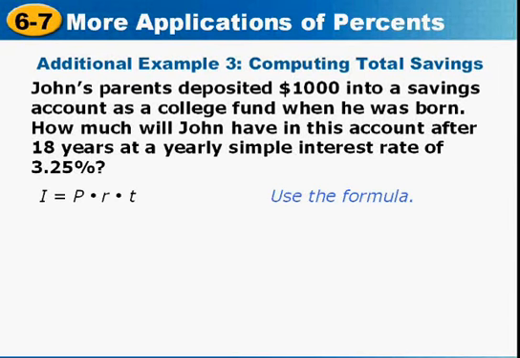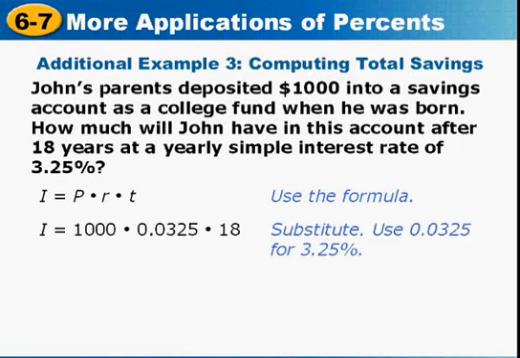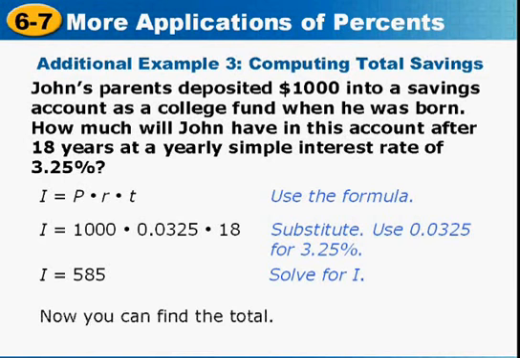Interest. Do we know the money amount of interest? Let's look. He deposited $1,000, 18 years. Interest rate, no we don't. So it's I. Principal, we do know, deposited $1,000. R, rate, as a decimal, 0.0325, and the time in years is 18. So we multiply all of that out, and we get 585, and that's just the interest.